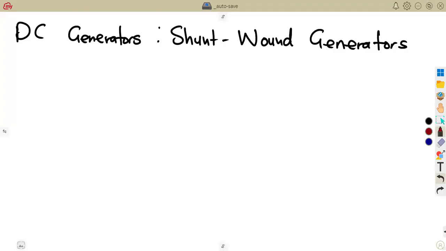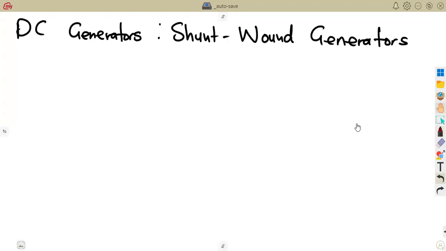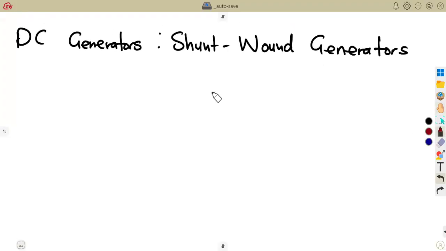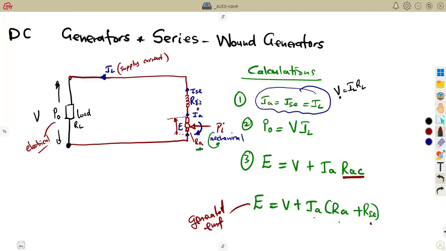All right, so if we are to consider our previous class, we managed to talk about a series wound generator, considering calculations that are needed as long as you are to deal with a series wound. You saw the calculations that they ask you. In this case, we need to have a continuation looking into the shunt wound.